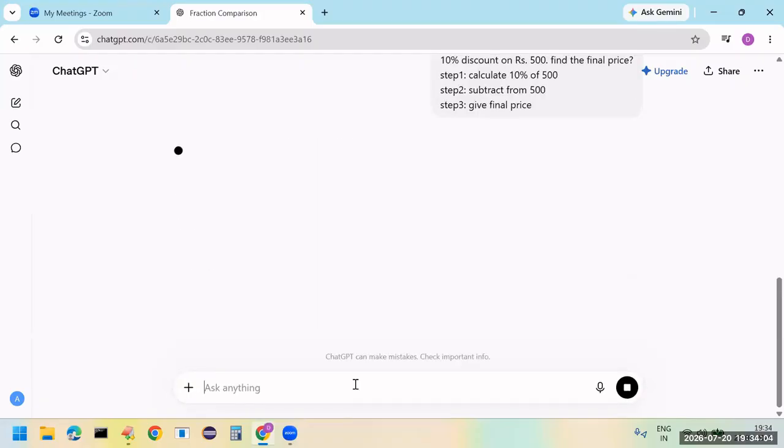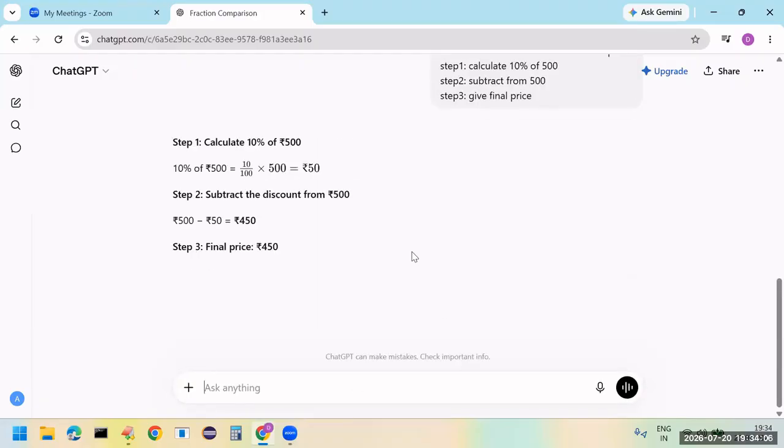Now observe carefully. Calculate 10% of 500. Sir, 10% of 500, 10 by 100 into 500. Because percentage formulas you know, right? So now you are going to get the result as 50. Subtract the discount from 500. 500 minus 50, 450. The final price is 450.